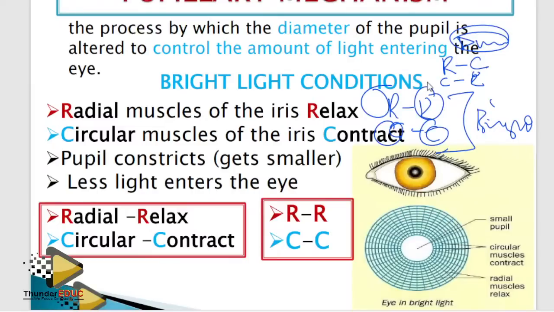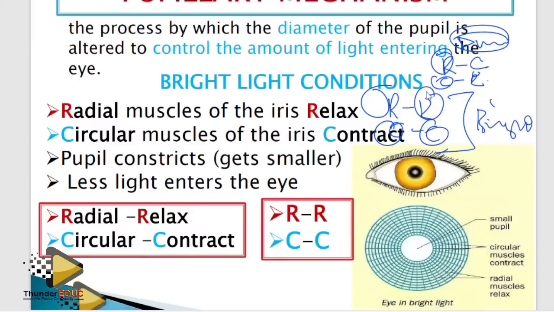R, radial muscles contract, circular muscles relax. The diameter of the pupil becomes big. Yes, the diameter becomes big. And then what happens? More light will enter the eye. Yeah, that's dim light.